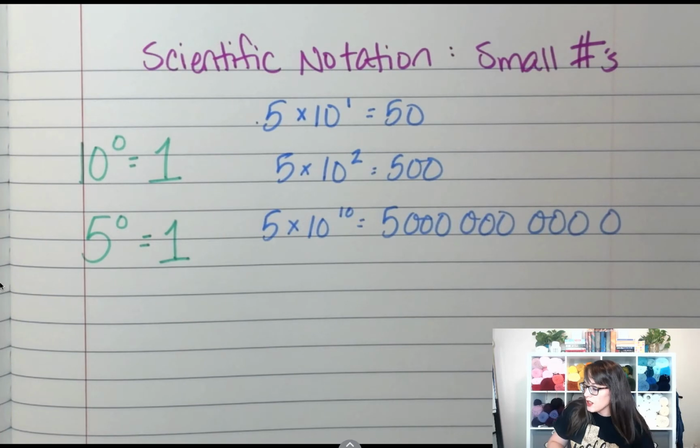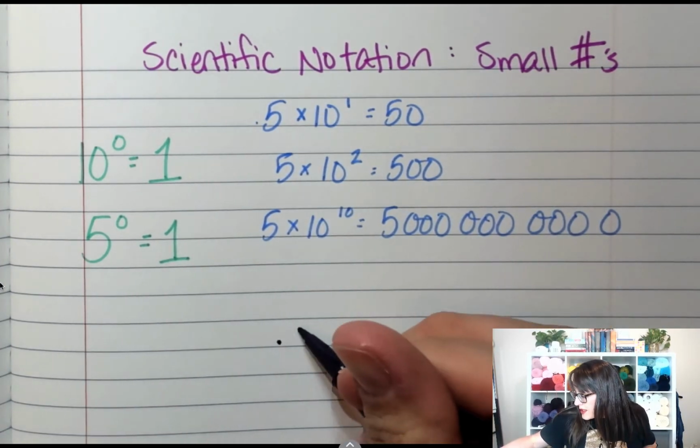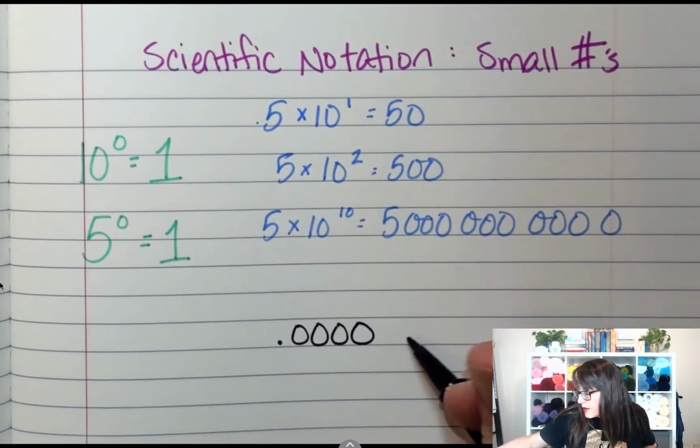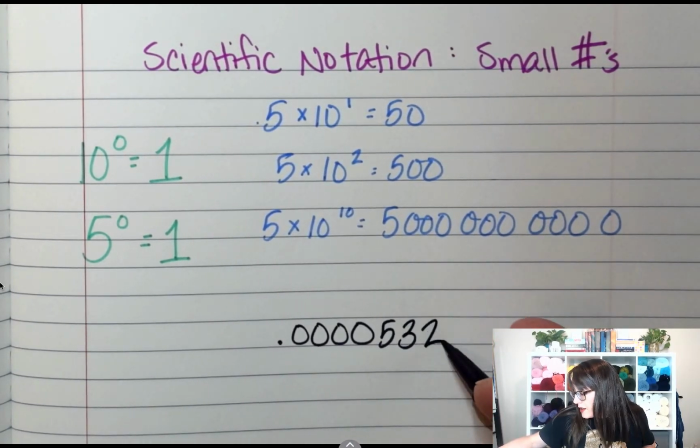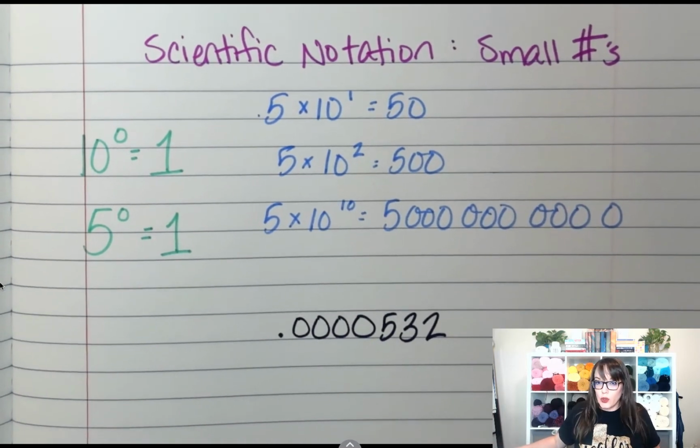Okay. So same as last time, except this time I'm going to have, let's say, 0.0000532. Now, in the same way that when we were dealing with large numbers, we moved our decimal until there was one digit in front, we're going to do the same thing with this number. So I need to move this decimal to the right.